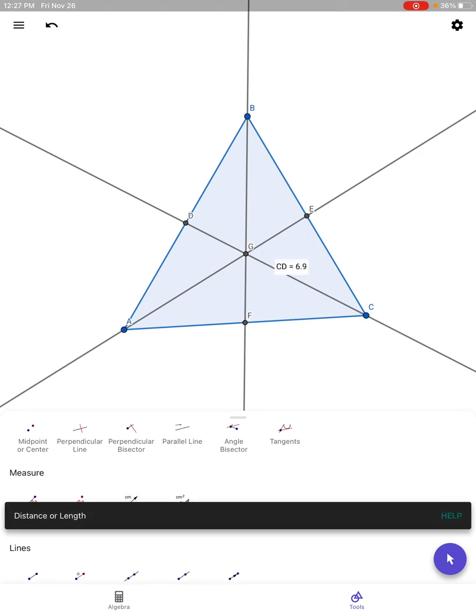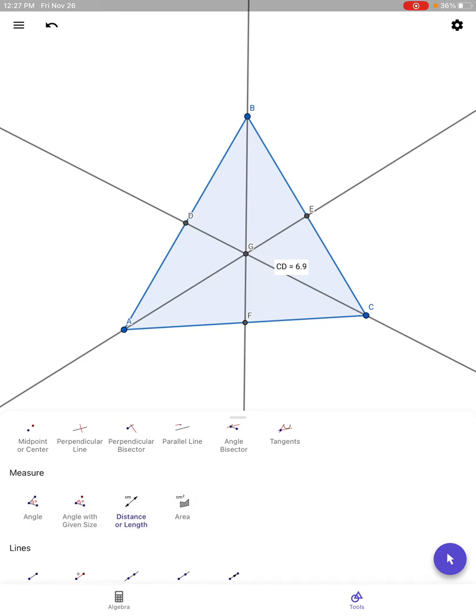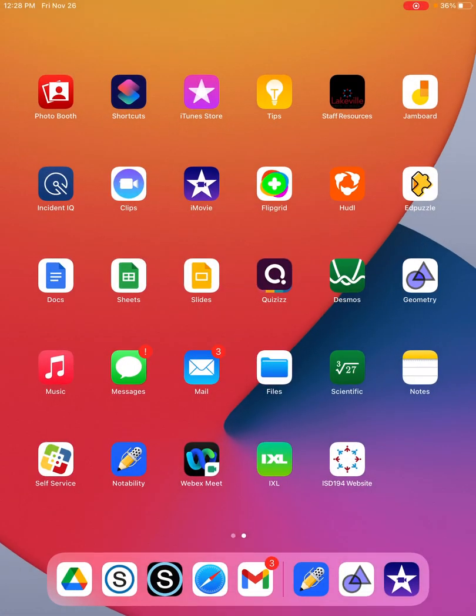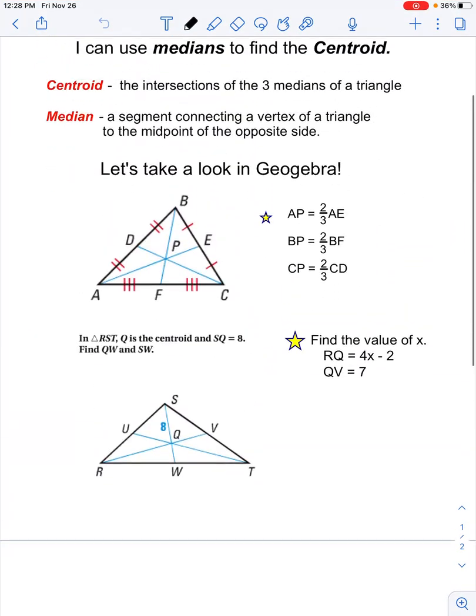We can see that C to D all the way is 6.9, which is about 7, which means DG is going to be 1/3 of that, which is 2.3, and GC is going to be 2/3 of 6.9, which is 4.6. On this one, I could take DG times 2, and that would give me GC. 2.3 times 2 equals 4.6.